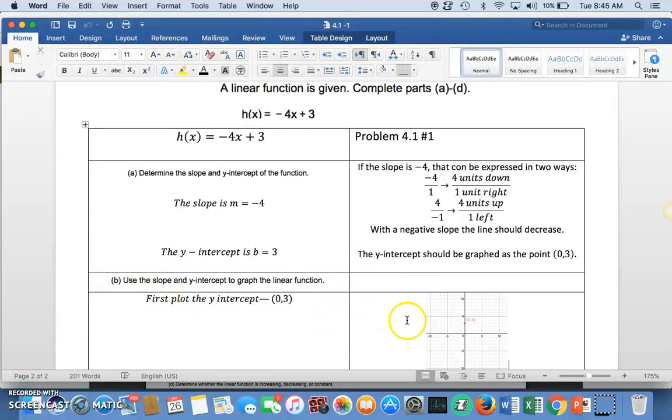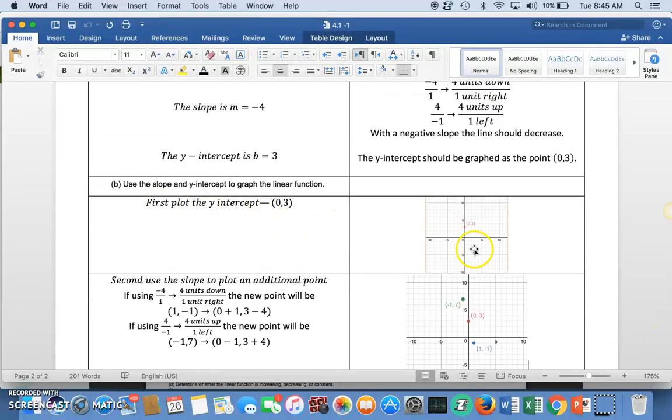And then part B says to use the slope and the y-intercept to graph the linear function. Well, the first thing you would plot is your y-intercept of 0, 3. Then from that point, you want to use your slope. You either go down 4 and right 1, which would put you at 1, negative 1, or you start from that y-intercept and use the other one, which would be up 4 and left 1, and that gives you the point negative 1, 7.